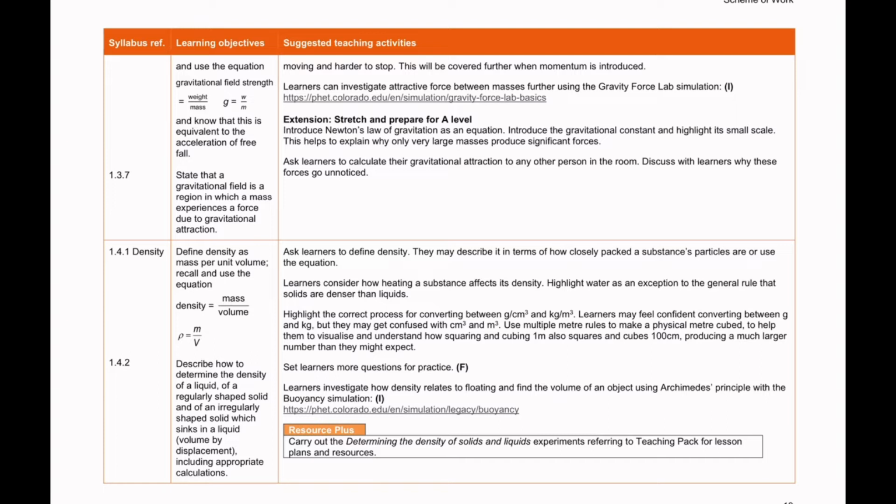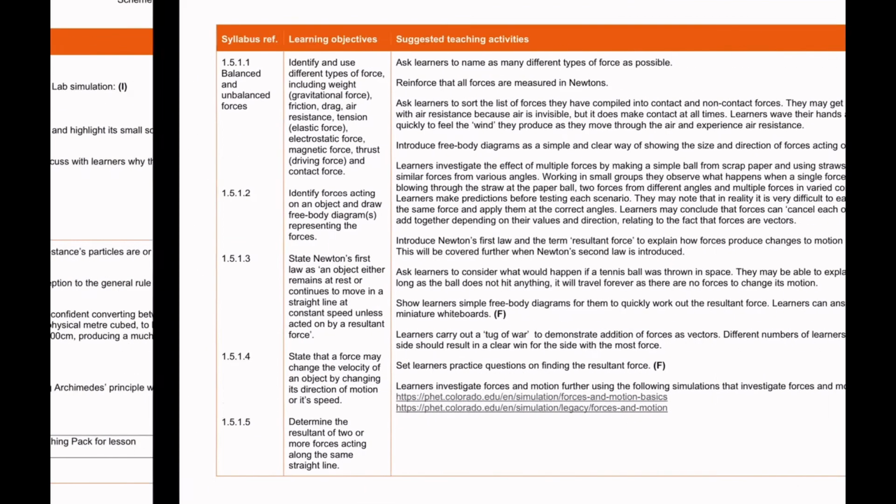Key concept 1.4.1 Density. Learning objectives. Define density as mass per unit volume, recall, and use the equation D = m/V. Describe how to determine the density of a liquid, of a regularly shaped solid, and of an irregularly shaped solid, which sinks in liquid, volume by displacement, including appropriate calculations.